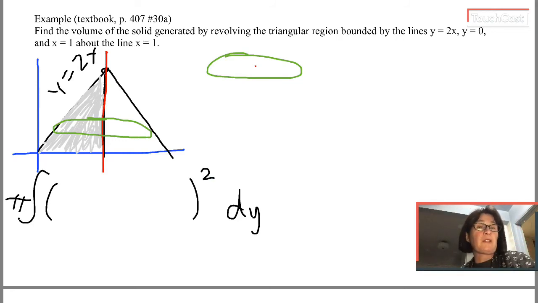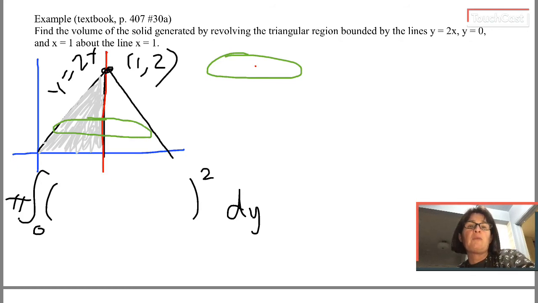So if I'm integrating with respect to y, these need to be y values. The bottom y value in this picture is the x-axis, which is y equals 0. The top y value is going to be the y-coordinate of that point. Well, it has x-coordinate 1, and this is the graph y equals 2x, so 2 times 1, this is going to be 2. I'm integrating from 0 to 2.